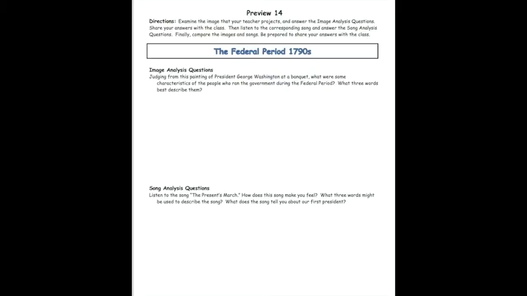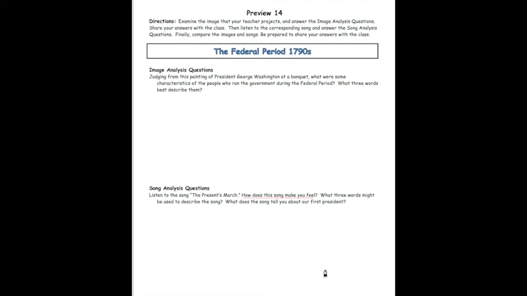So next up, we're going to listen to a song. This is called The President's March. This song might not make your top 10 most listened to songs, but that's not really the point. What we're looking for here, as we've talked about with previous song analysis, is how does this song make you feel? Like, what kind of reaction does this pull from you? Just right off the cuff.